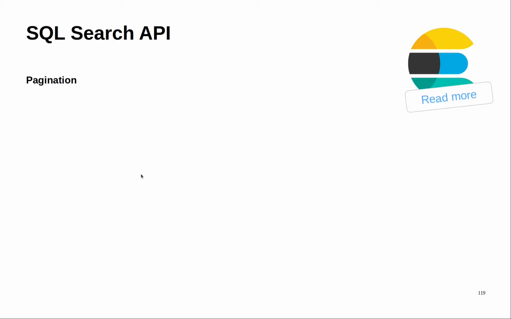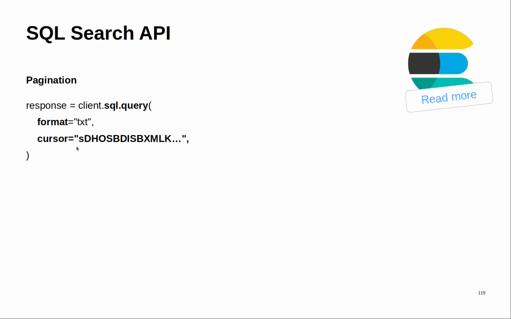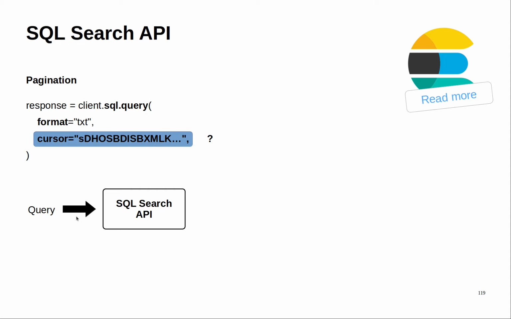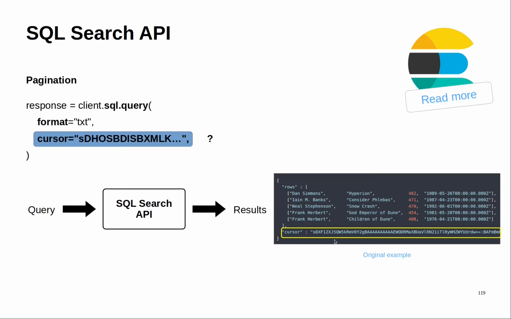Next, let's cover pagination. We use the cursor parameter to paginate through results. But how do we get the cursor value? It is straightforward. You run your initial query, which returns results along with a cursor value. If this cursor is present, it means there are more results available. If there is no cursor, you have reached the end of the index.